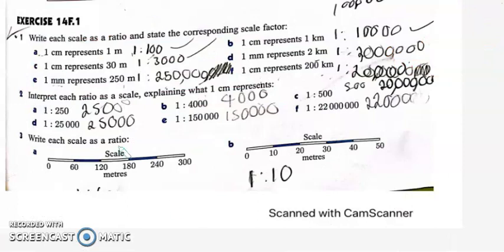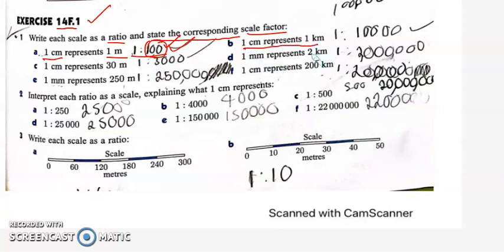Here we have exercise 14F.1. Write each scale as a ratio and state the corresponding scale factor. So this, 1 centimeter is 1 meter. This is correct, because 1 meter you have changed to 100. 1 meter is 100 centimeters. So the scale factor will be 100.